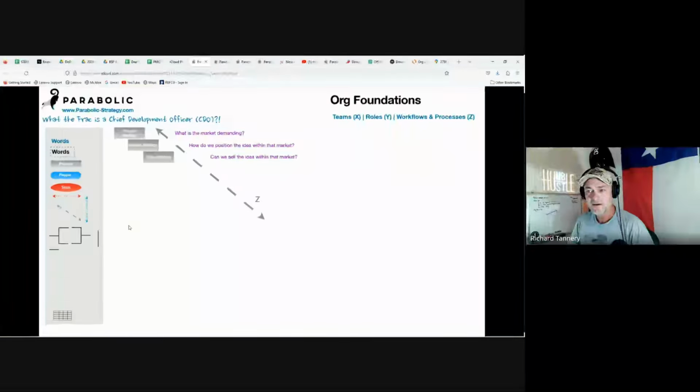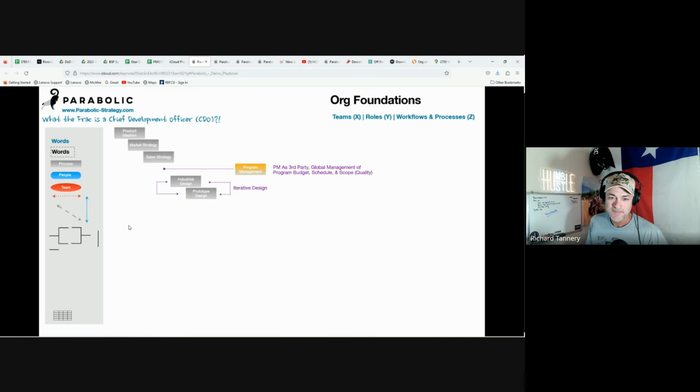And so on the Z-axis, let's start with the concept of bringing a new product to market. This is going to start with product ideation. In other words, we're trying to answer what the market is demanding. There will be a level of market strategy. In other words, how do we position the idea within that market? There will be a sales strategy. Can we sell the idea within the market? And with that chronological approach, that's how we start to build the Z-axis.